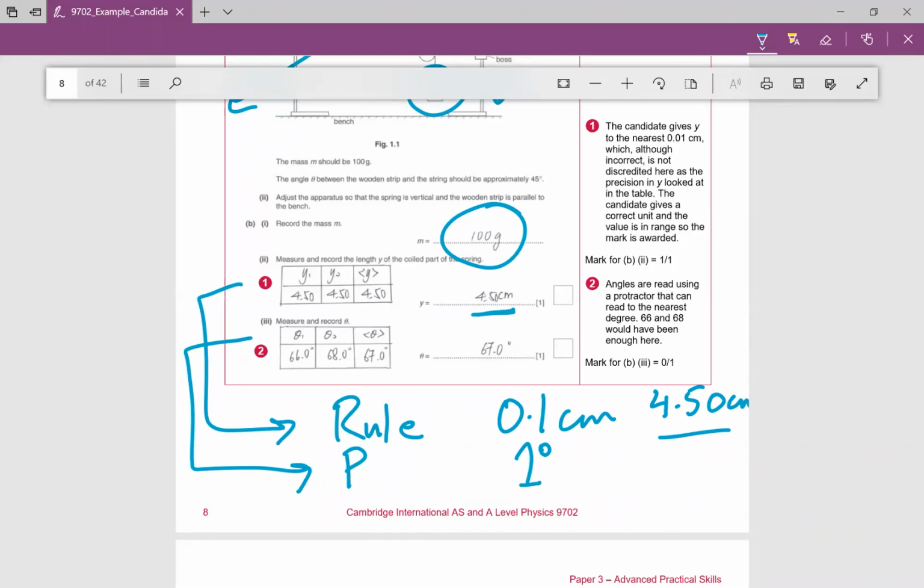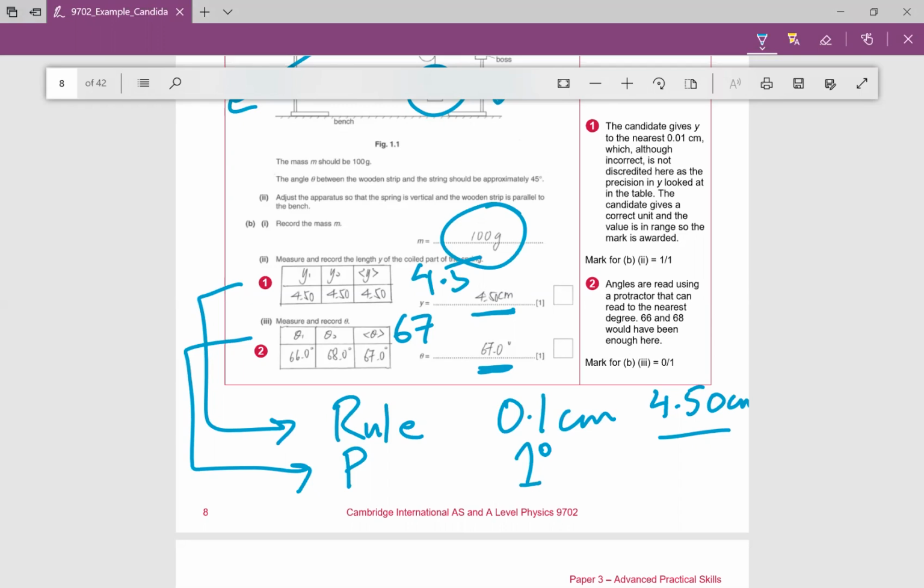So the first thing is, the reason why this is wrong is because you cannot give an answer to 2 decimal places with a device that only gives you an answer to 1 decimal place. The correct answer here would have been 4.5 rather than 4.50. And in this case, the reading will be 67, not 67.0, not 67.00. So that is the first thing that you have to take into account.